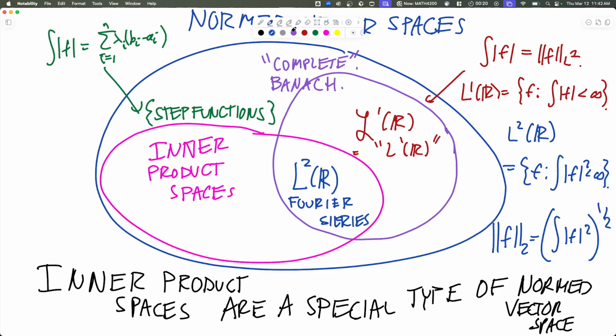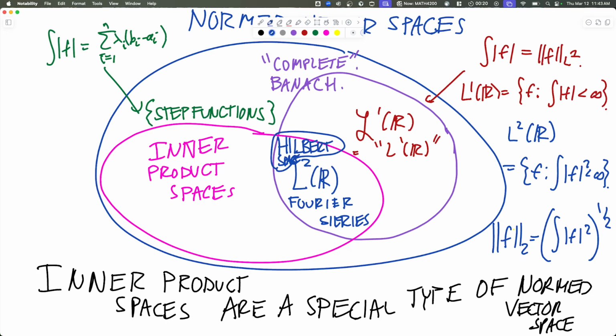So this is the title of the book that we're using, Hilbert spaces, and Hilbert spaces are things in this overlap. Let's see, how do I do it? I guess I'll write it in blue. Hilbert space. So Hilbert spaces are the things that are both inner product spaces and complete. And that makes them a special type of norm vector space, a special type of Banach space.